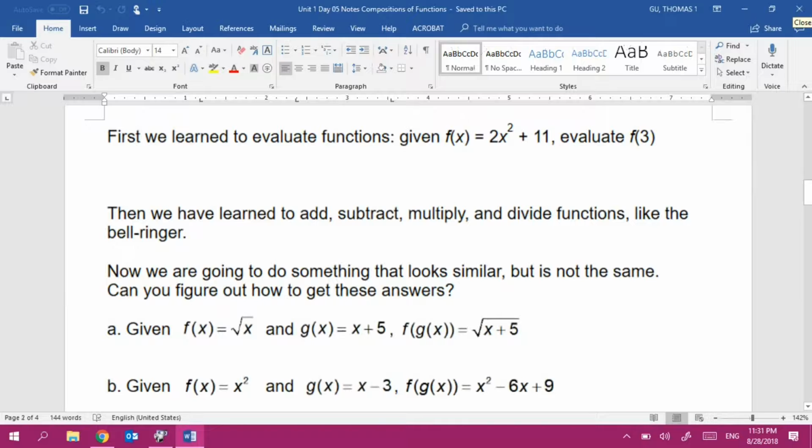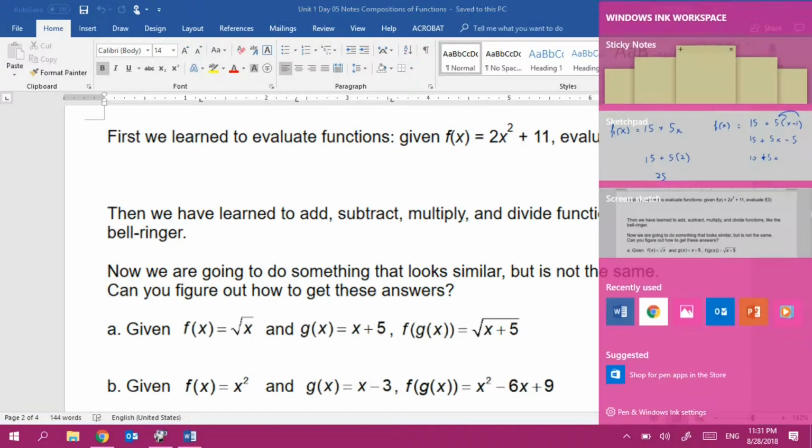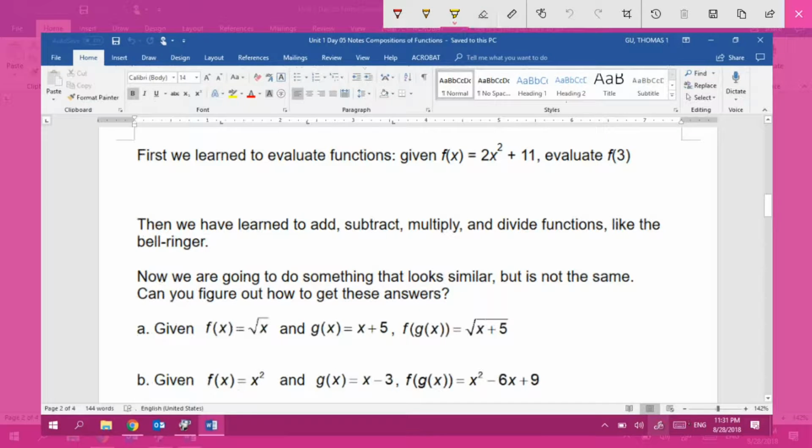So far guys, we've learned to evaluate functions, such as when we're given a function like f of x equals 2x squared plus 11. We can evaluate it when it's like f of 3. Then we learned to add, subtract, multiply, and divide functions, okay? And now we're going to do something that looks similar, but it is not the same. Can you figure out how we got to these answers?